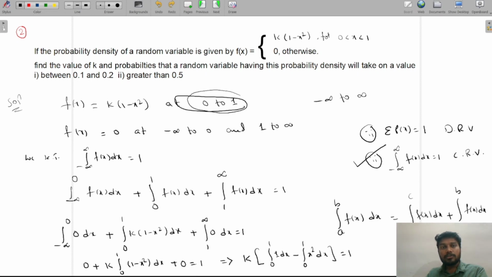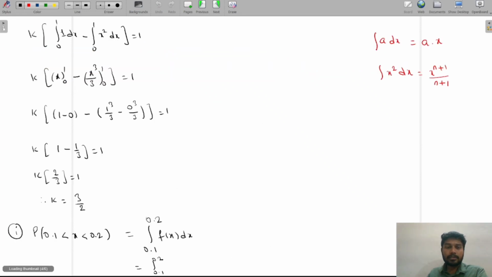0.1 to 0.2 is in the function's 0 to 1 range, right? So that is the value of f(x). So I'm going to write it as k into (1 minus x squared) dx. Okay.